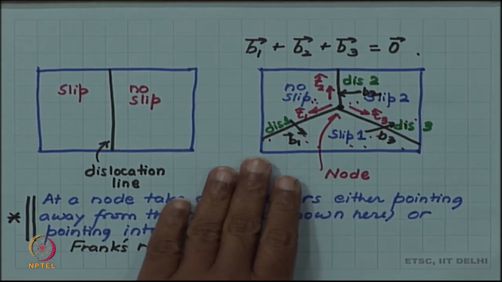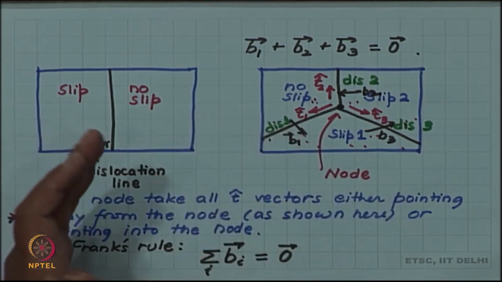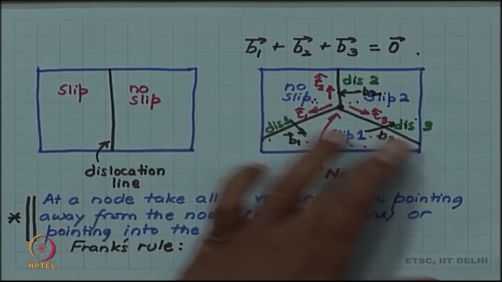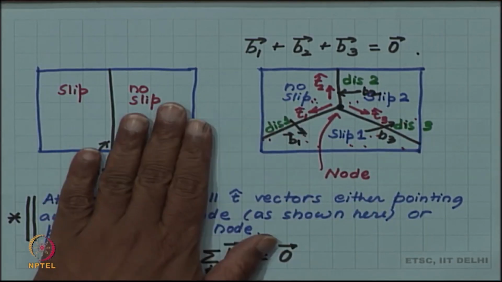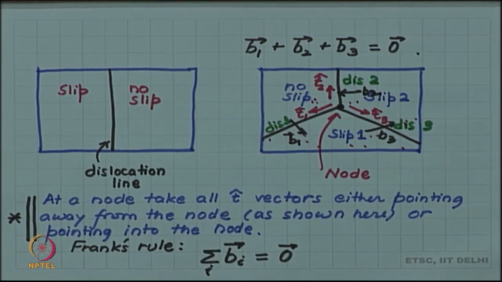I have shown you here a planar network, but the network in real crystals can be 3-dimensional also. So, the third dislocation line need not be lying in the same plane of the paper, but may be moving out of the plane of the paper. In that case also, this rule will be true.